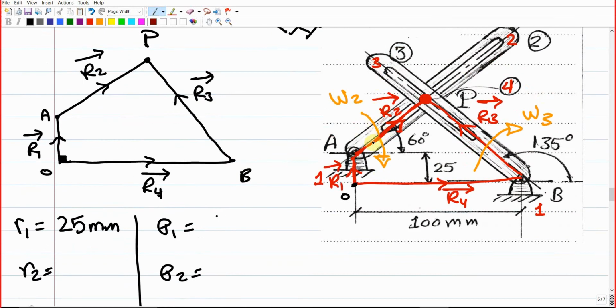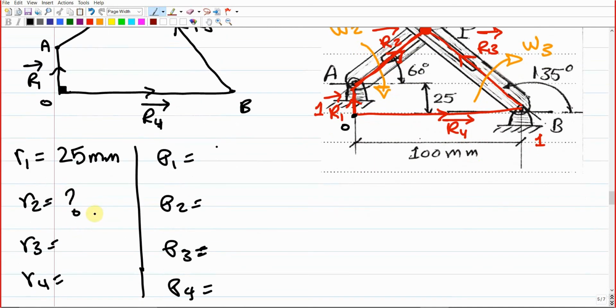And how much is R2? R2 should be the distance between A and P. This distance is not given, and in many cases it will not be given. Why? Because R2 is variable. It is going to increase or decrease as the mechanism moves. So it means that R2 is unknown.